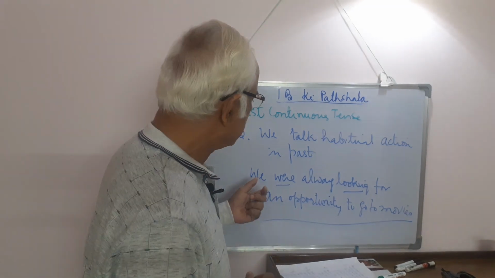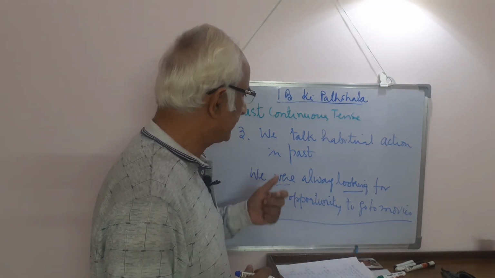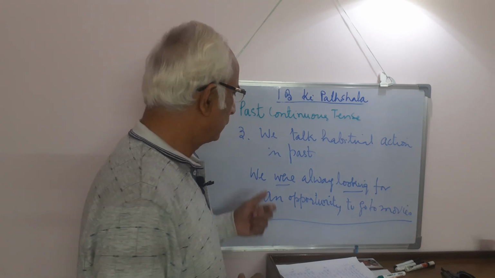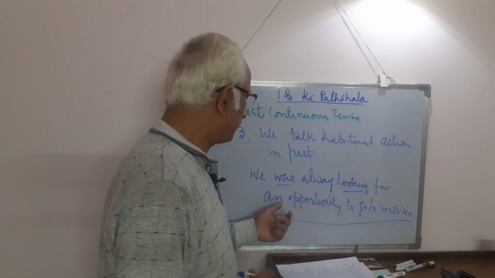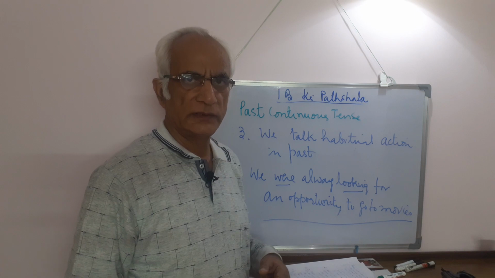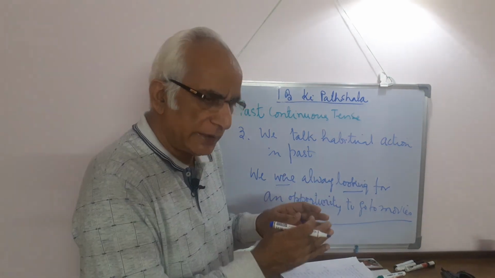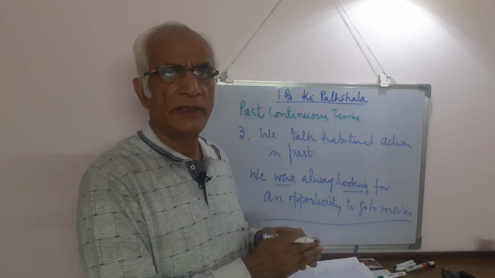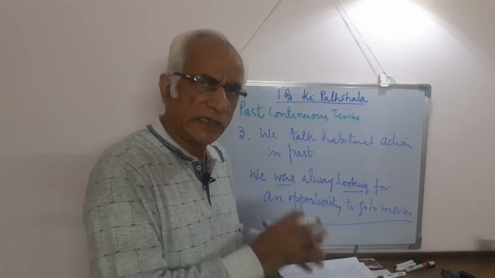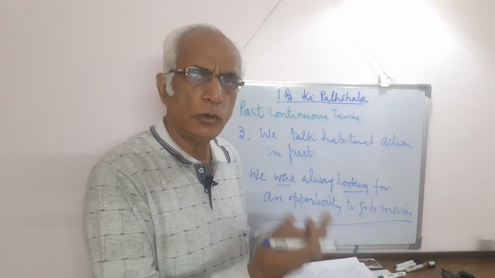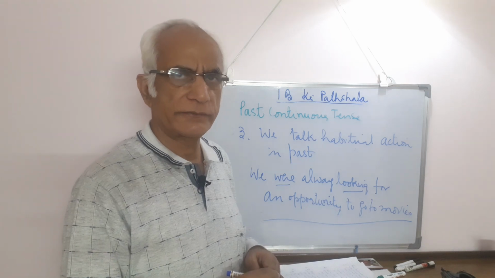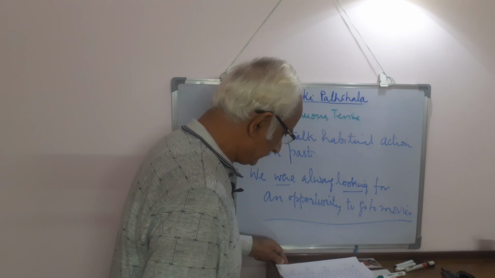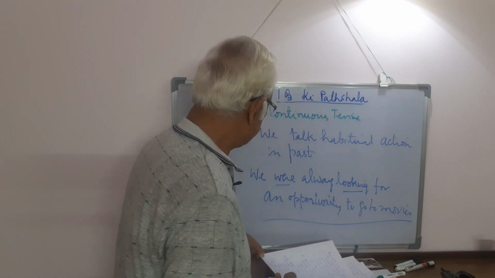So we'll use past continuous. Were is the helping verb and this verb is in the ing form. We were always looking for an opportunity to go to the movies. So we are describing an action that happened in the past as a habit. Every time we got an opportunity, we would go and watch movies. So that is the second situation. Third situation rather.